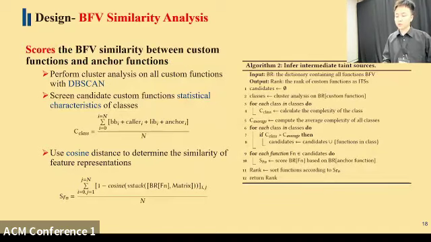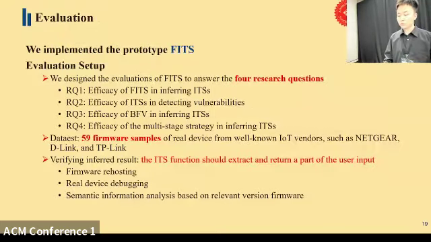The third stage scores the behavioral similarity between customer functions and anchor functions to infer intermediate sources. However, scoring customer functions directly may lead to false positives due to order of magnitude differences. To this end, we first perform cluster analysis on all customer functions and screen candidate customer functions by statistical characteristics of classes. Finally, the anchor functions are used to perform cosine similarity calculation to infer the intermediate sources. We implemented the prototype FINS.